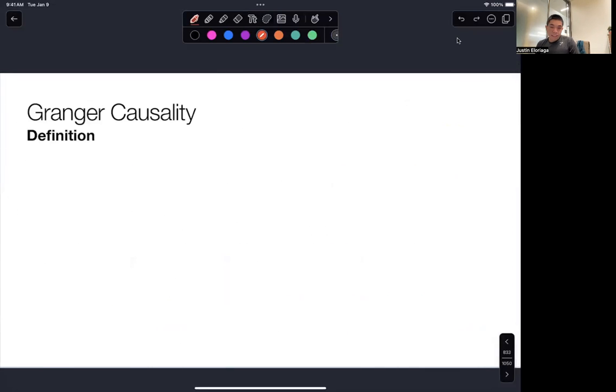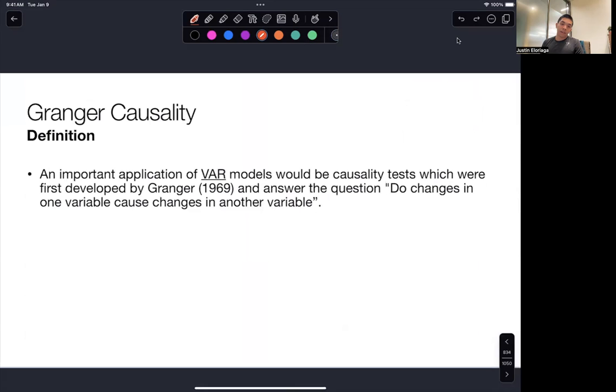So lastly, in the structural VAR there is this notion of Granger causality. Granger causality is just an application to whether changes in one variable affect the forecastability, not really causality in quotation marks, the forecastability of another variable. We'll go into Granger causality in the next video.